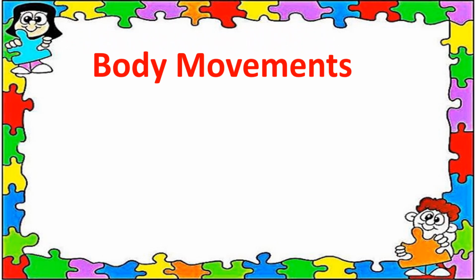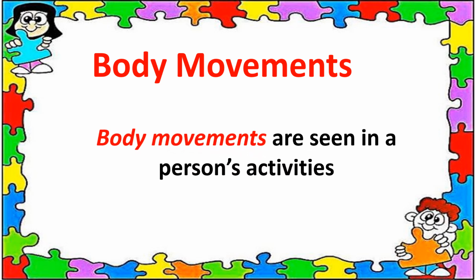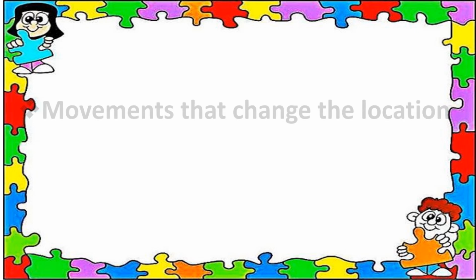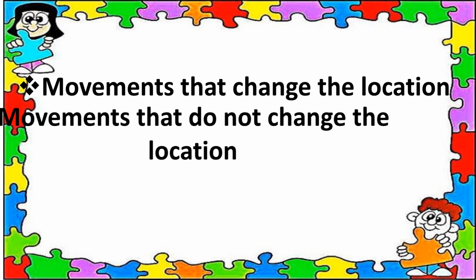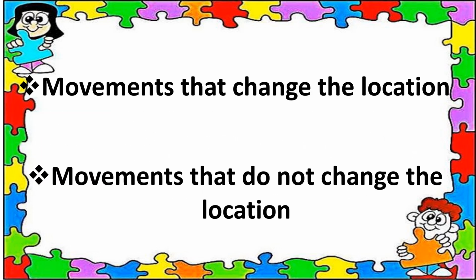Next is, what is body movements? Body movements. Okay, remember, body movements are seen in a person's activities. Okay, can we read again? Body movements are seen in a person's activities. Okay, there are movements that change the location, and there are some movements that do not change the location. Please remember, movements that change the location and movements that do not change the location.